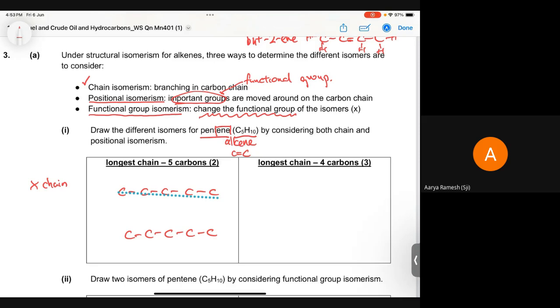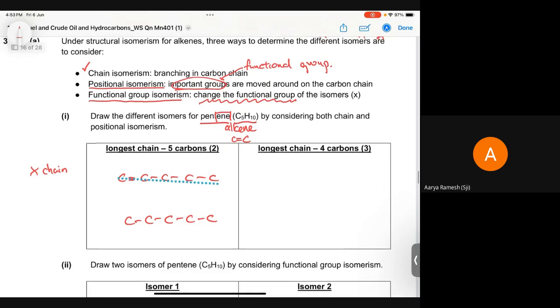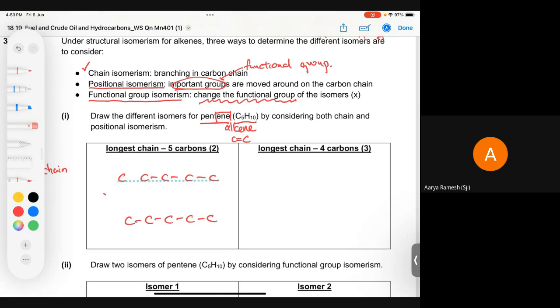So think about it. For the first carbon chain, where would you put the double bond? Right at the start. So I'll put it here, right? I don't know why there's a blue line. Sorry, let me erase this part first. Okay, so I put the double bond here.